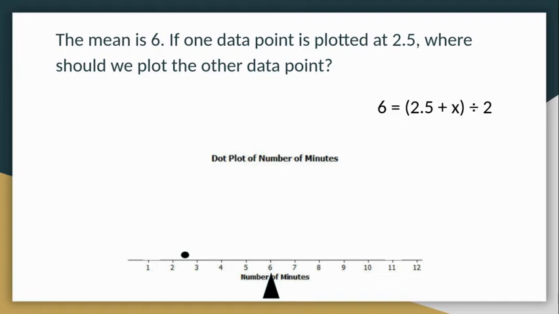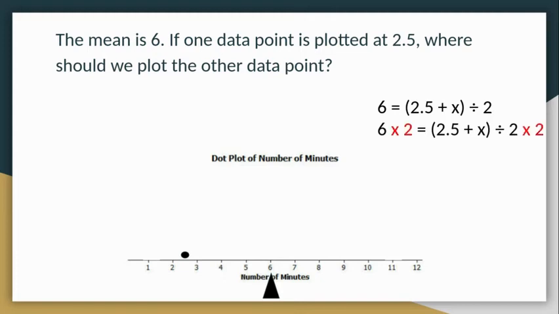We know that our mean is equal to the sum of all data values divided by the number of points. In this case, our mean is 6. This is equal to our data value of 2 5/10 and our unknown value, x, all of which is divided between the 2 points. We can use our knowledge of working with equations to isolate and solve for the variable x.